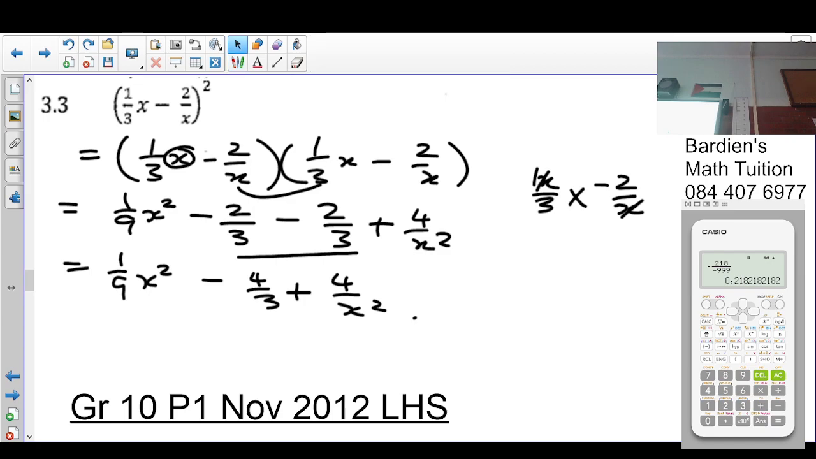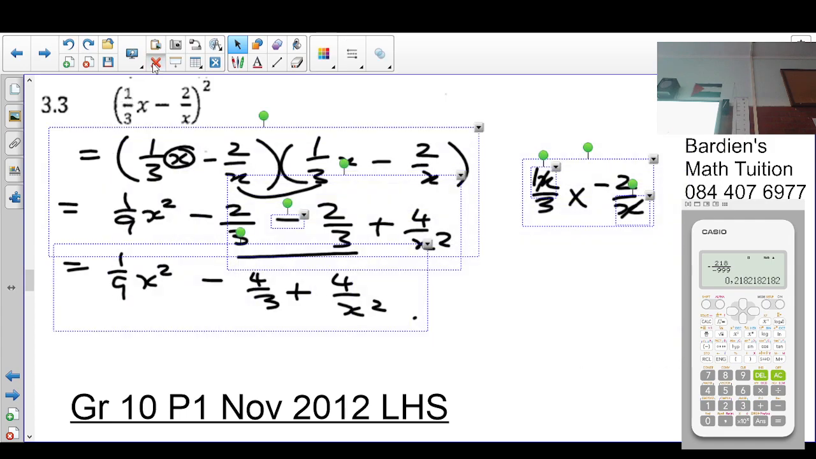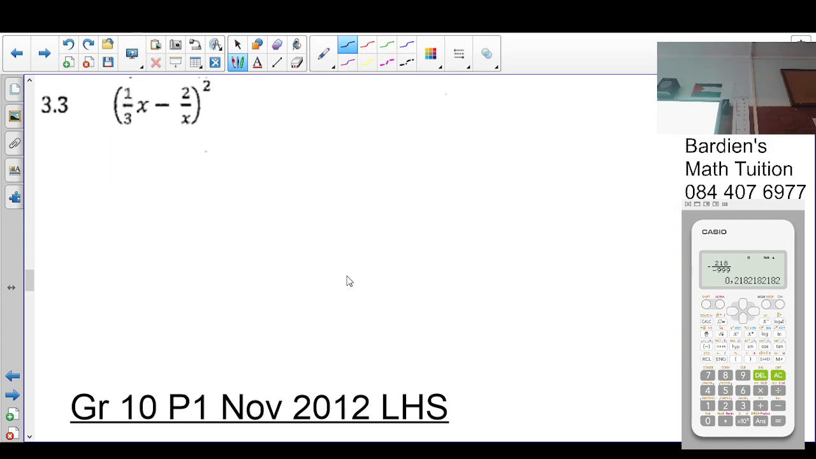Okay. Any other confusion? Yes? The negative one there? So we just do that one again. You can just tell me what's the confusion.